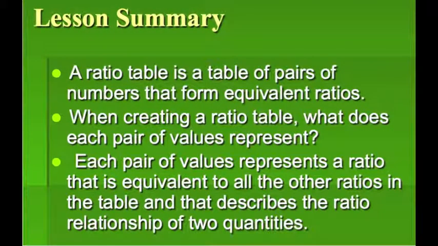The lesson summary: a ratio table is a table of pairs of numbers that form equivalent ratios. When creating a ratio table, what does each pair of values represent? Each pair of values represents a ratio that is equivalent to all the other ratios in the table and that describes the ratio relationship of 2 quantities.